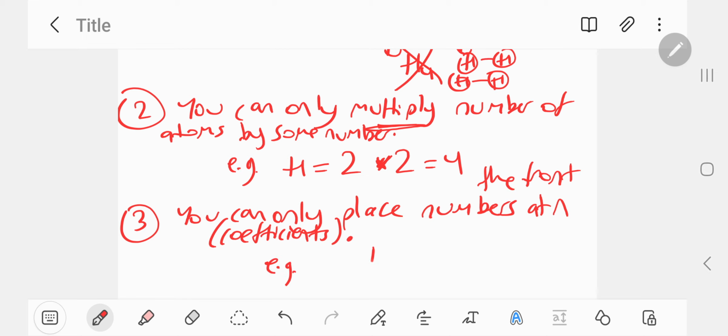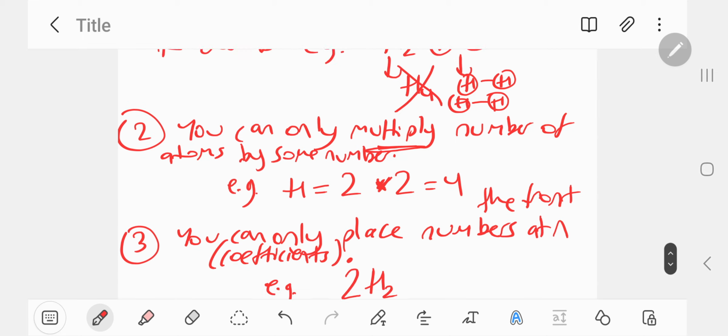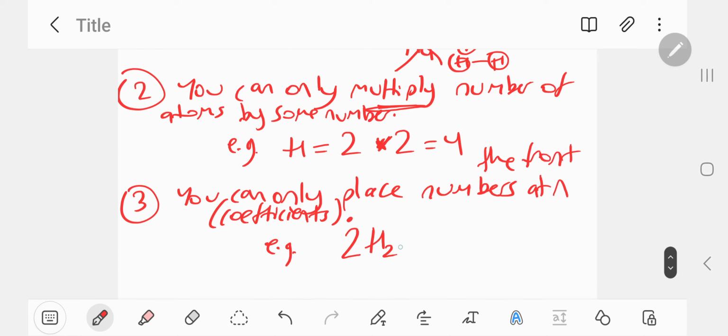For example, suppose I've got H2 in the equation. I can only put the 2 here. I can't put a 2, I can't put a 4 down here, replace that with a 2, with a 4, or anything else. So numbers only go at the front in chemical reactions.